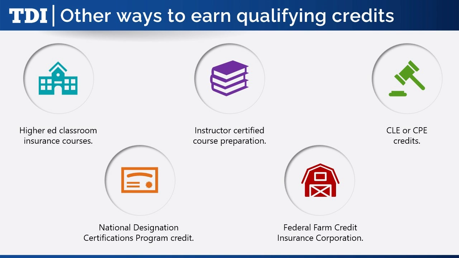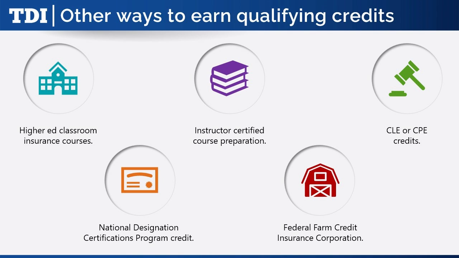So what if you didn't want to take certified CE courses, ones that are approved and pre-approved by TDI? Licensees also have the option to obtain CE credit through methods outside of certified CE courses. One of the ways to do this is through what we call qualifying credit. This is credit you can get by taking another qualifying insurance course and reporting it to TDI.